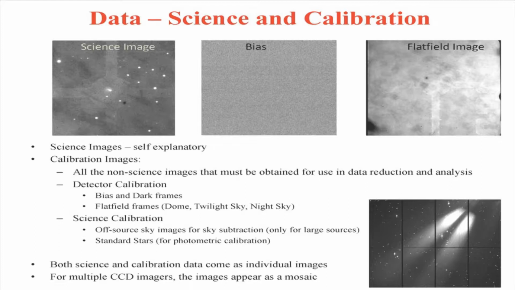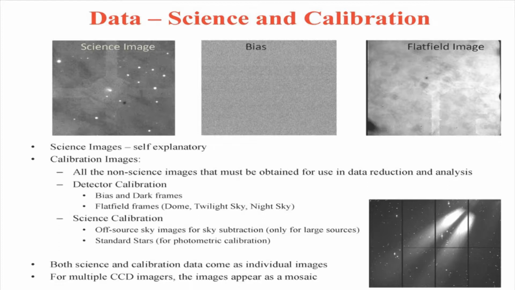So as I've been saying, the data itself contains your astronomical observations. What these are, I don't need to go into that. But what is important is that you need to take certain calibration images. These are the non-science images that you need to take, to help you in removing the detector and the instrumental characteristics from your data. So what are these detector calibration frames? These are what we call the bias and the dark frames, and then the flat field frames.